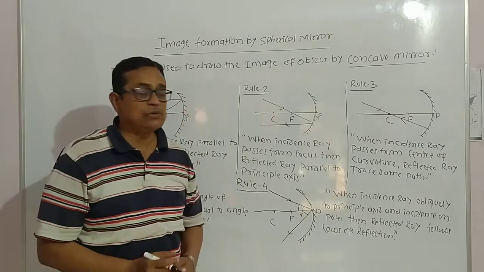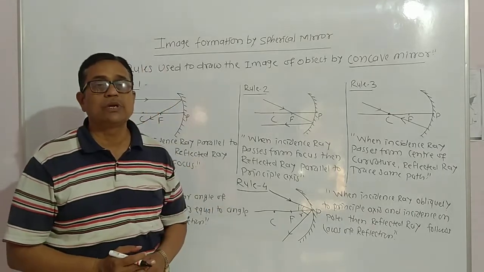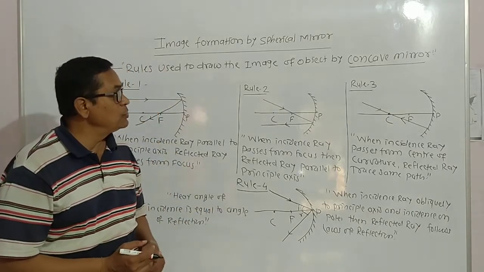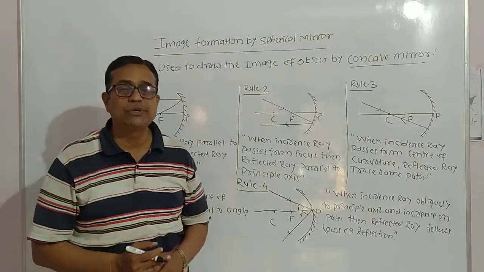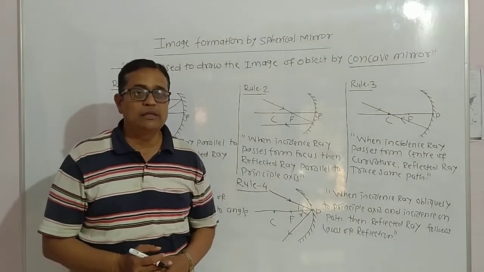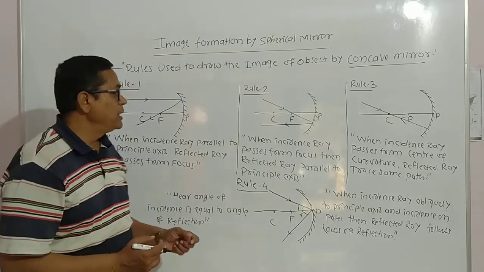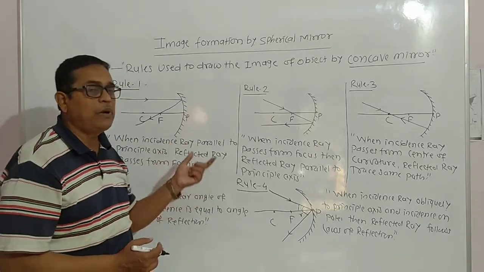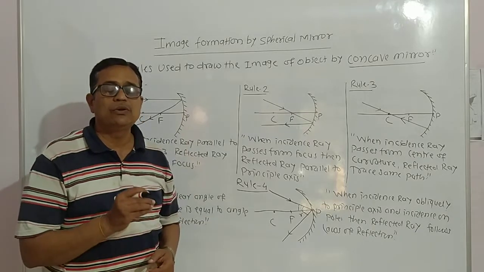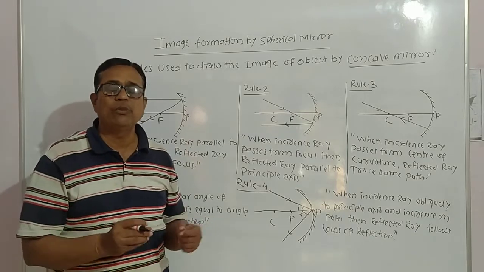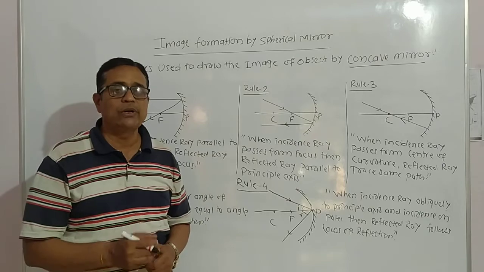Hence, dear student, this is a very important question: the rules which are used to draw the image of an object by using a concave mirror. When we write the answer to this question, it is necessary to draw the diagram and then write the rules. Then you get full credit and full marks for the question according to the board rule.